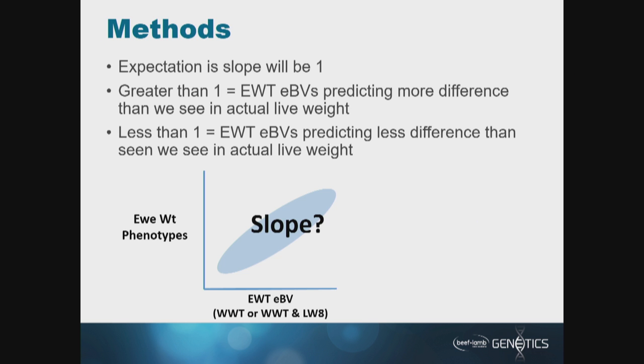So the idea is that we plot ewe weight phenotypes measured at different ages of the animal against the ewe weight EBVs, with either weaning weight or weaning weight and live weight 8. Now the expectation is that the slope, the relationship between those phenotypes and the breeding value, will be 1, because if a ewe has a breeding value of plus 10, then you expect her to have a phenotype of plus 10 relative to her cohort. If the slope is greater than 1, then the ewe weight EBVs are predicting less difference than we're actually seeing in live weights. If the slope is less than 1, then the ewe weight EBVs are predicting more difference than we're actually seeing in adult ewe live weights.